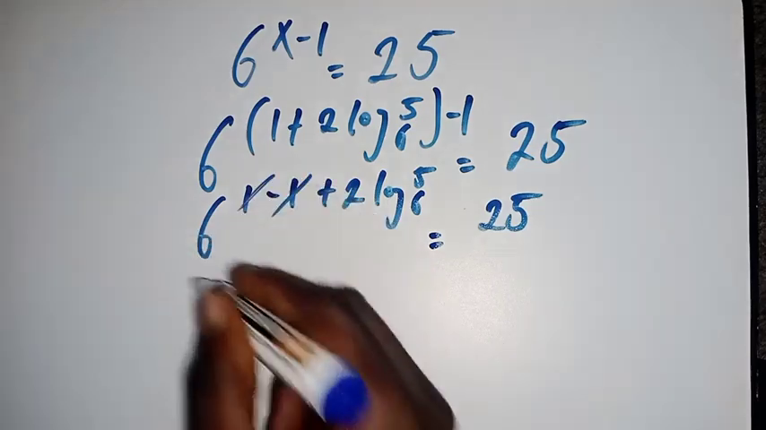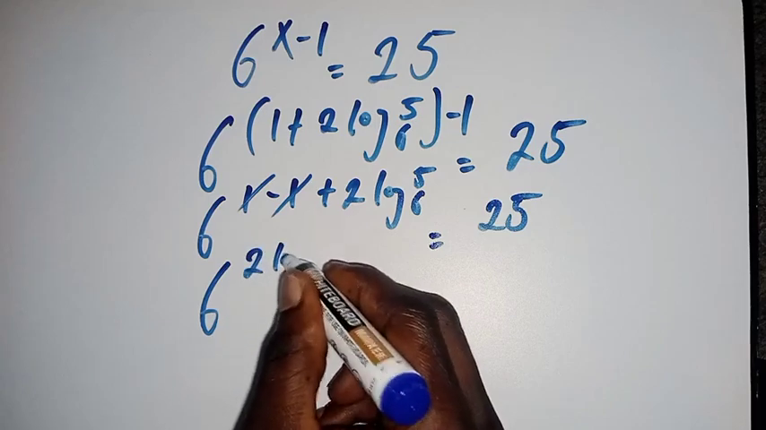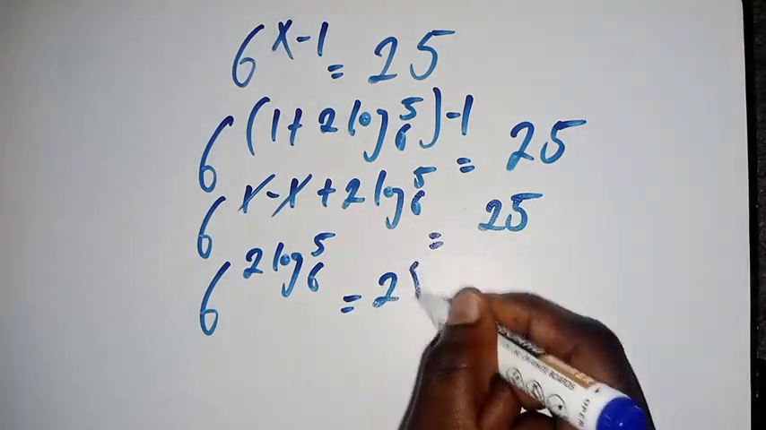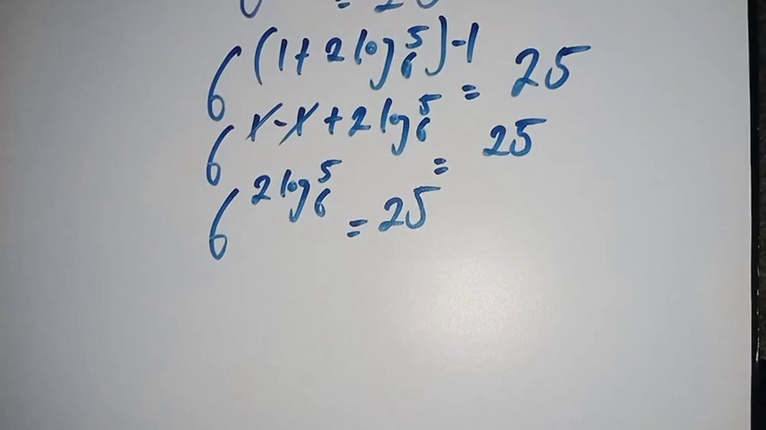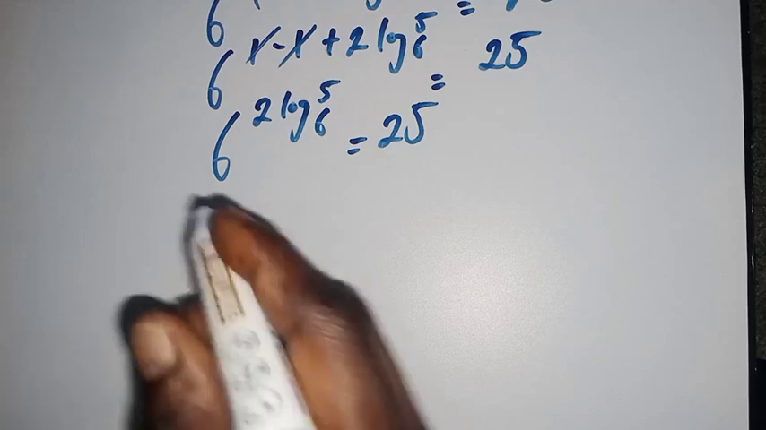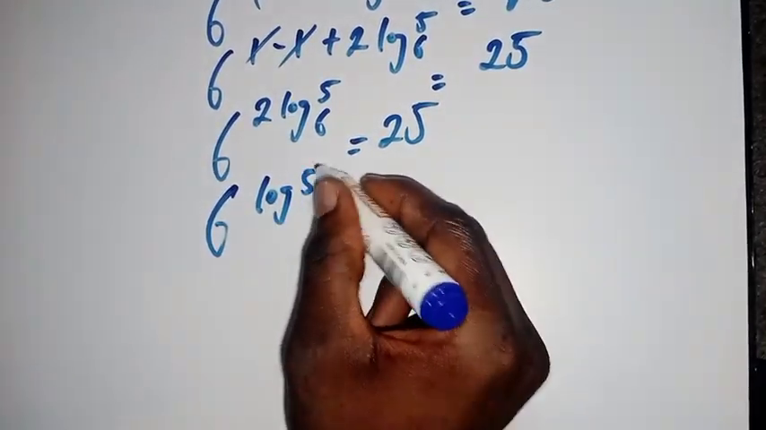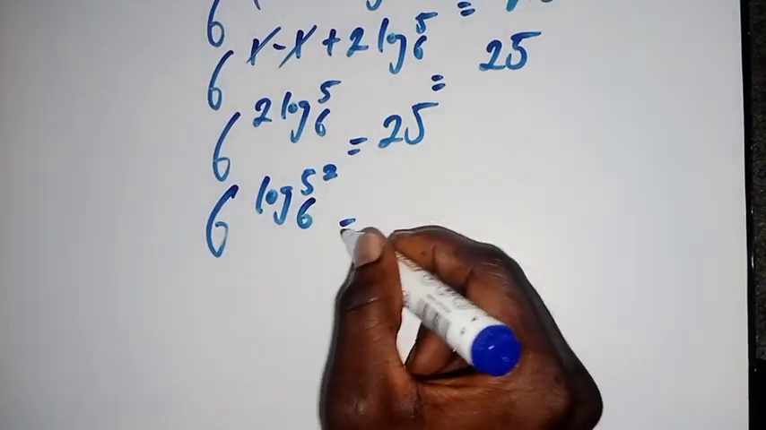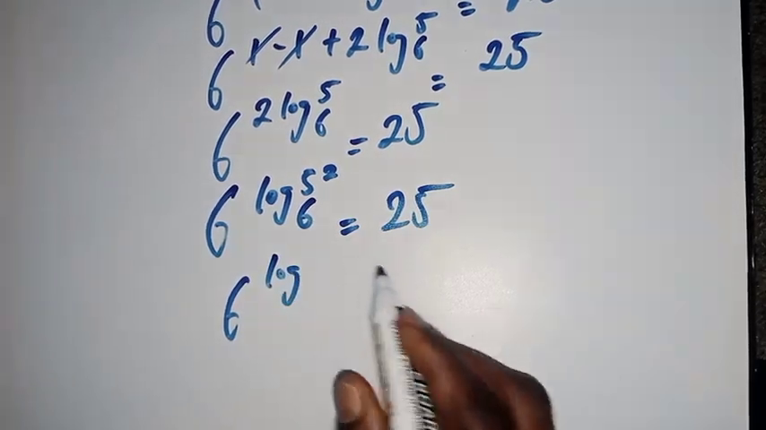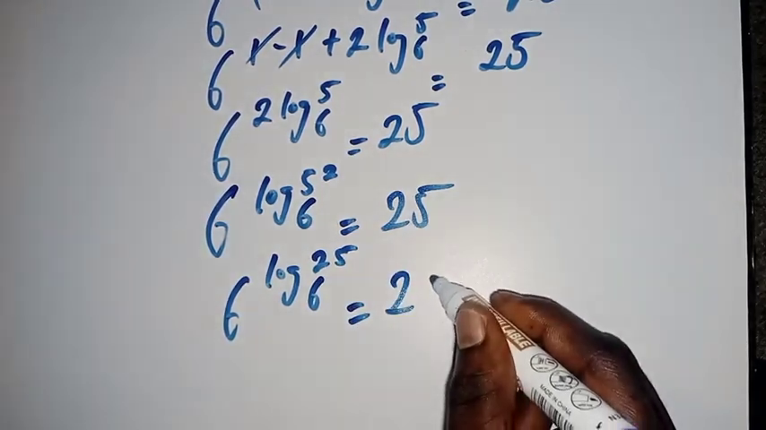Okay, if this cancels this, you have 6 to the power of 2 log 5 base 6 is equal to 25. So if we are to bring back this square, we have 6 to the power of log 5 squared, base 6 is equal to 25. Alright, from here we have 6 to the power of log 25 base 6 to be equal to 25.